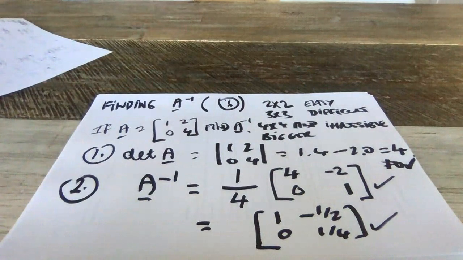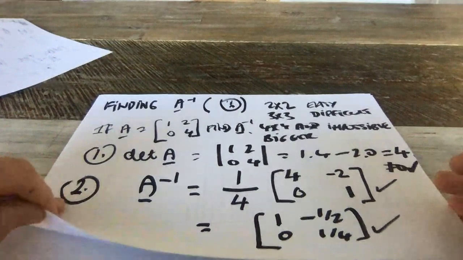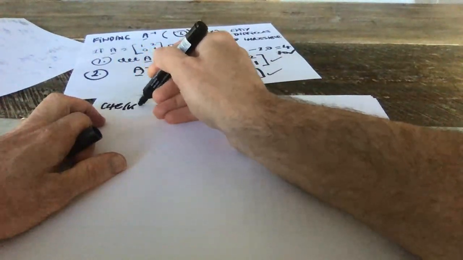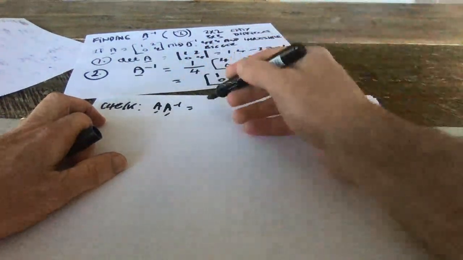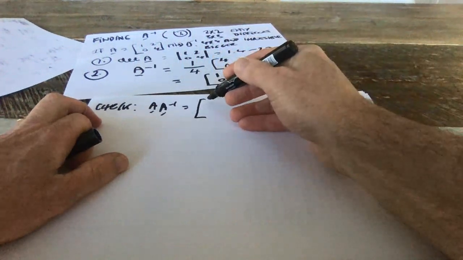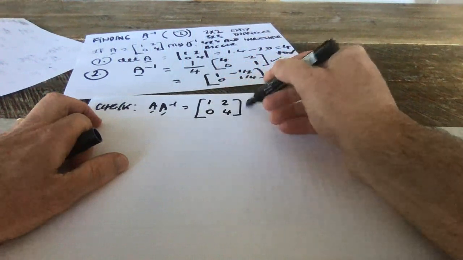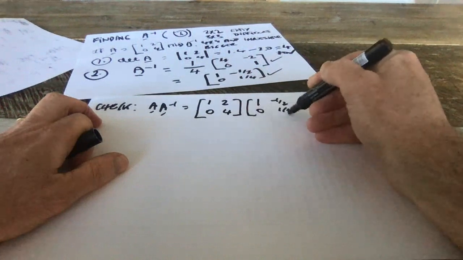Now, what's very, very important is that you check your answer. Always check your answer when you're calculating inverses. So the way you check your answer is you multiply A by A inverse. So here's your check: A by A inverse. That's 1, 2, 0, 4. That's A. A inverse is 1, -1/2, 0 and 1/4.